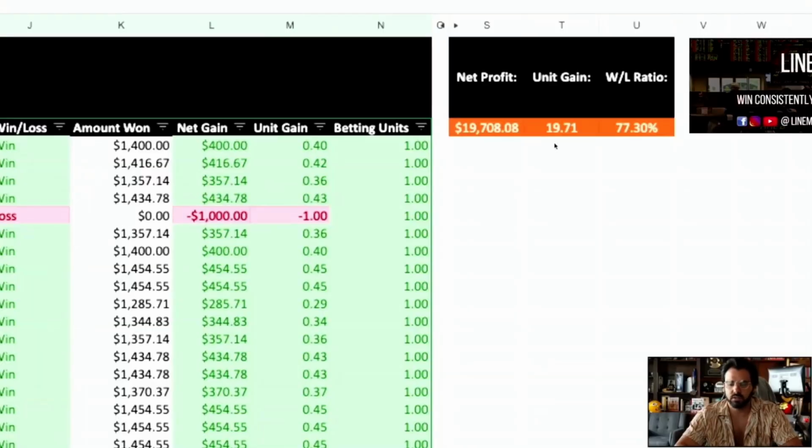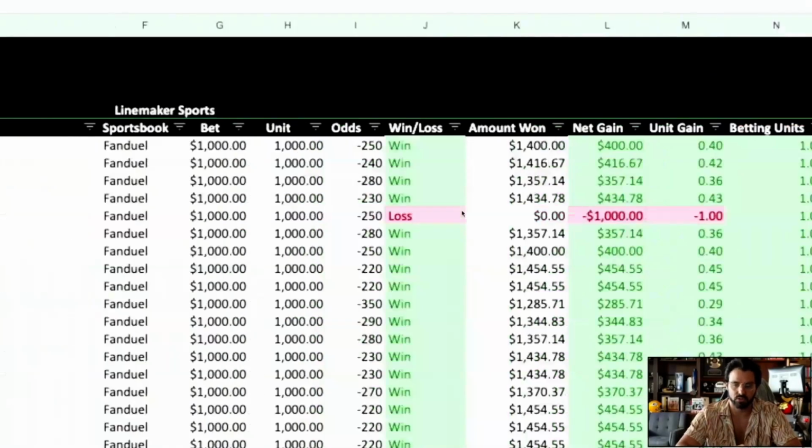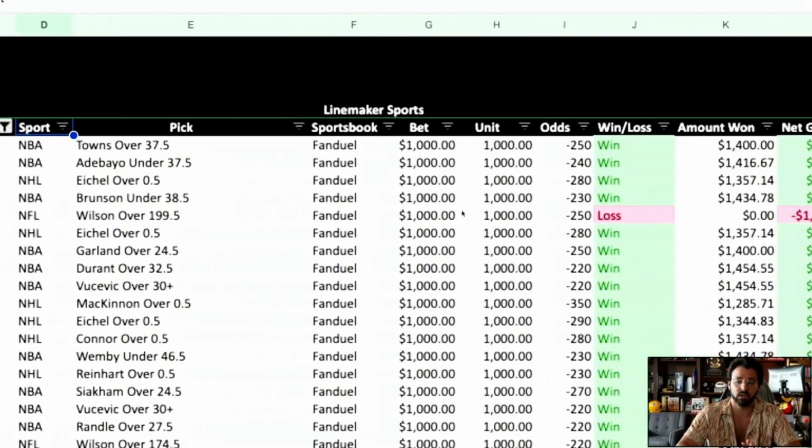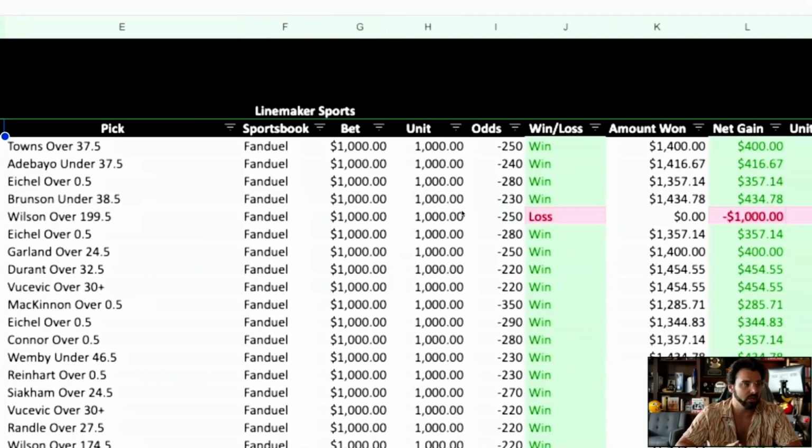So let's go ahead and take a look at this strategy right here that's produced a 77% win-loss ratio so far this year. Now, let's take a look at some of the plays. Let's take a look at the odds, the most important thing, right? Because people are absolutely so scared to play certain odds. But let's take a look at these odds.